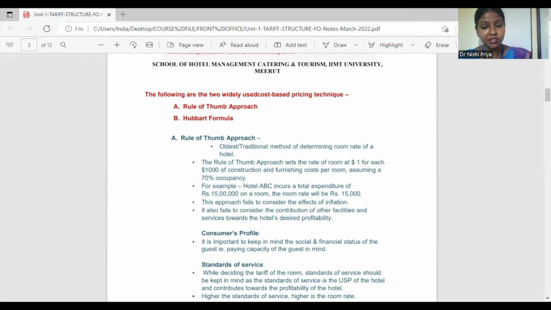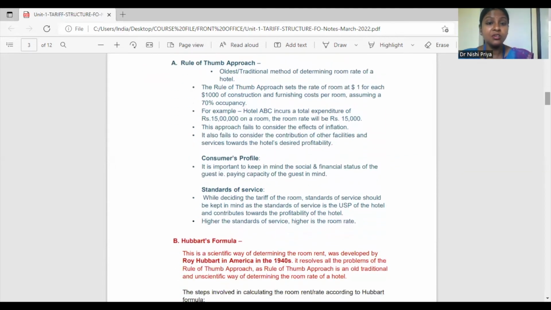Rule of thumb approach, what does it say? It is the oldest traditional method of determining the room rate of a hotel. The rule of thumb approach sets the rate of a room at $1 for each $1,000 spent on construction and furnishing cost per room, assuming 70% occupancy. For example, if Hotel ABC incurs a total expenditure of 15 lakh on a room, the room rate will be 15,000.